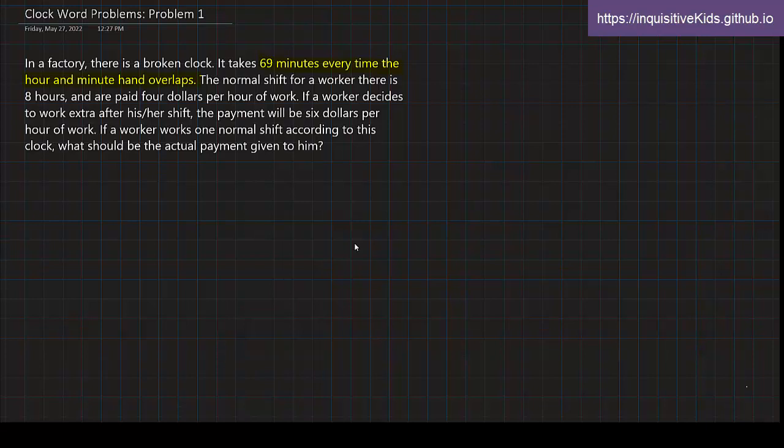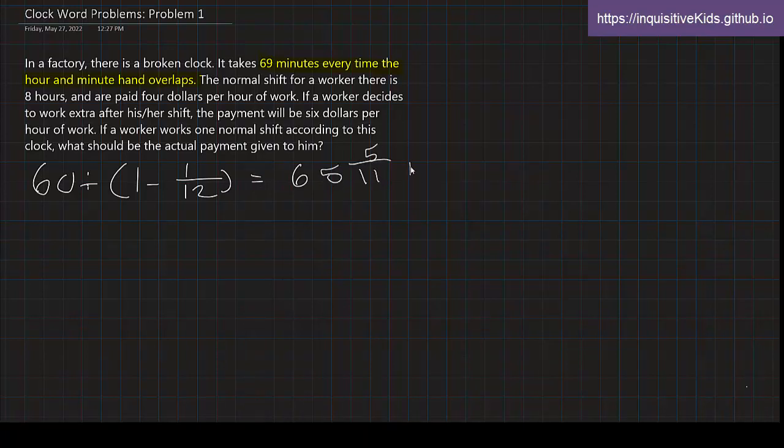All right. So we know that it takes 69 minutes every time this broken clock's hour and minute hand overlaps. But what about in a normal accurate clock? In a normal accurate clock, that would be 60 divided by 1 minus 1/12, which is equal to 65 and 5/11 of a minute. So it takes 65 and 5/11 of a minute for the hour and minute hand to overlap on a normal clock.